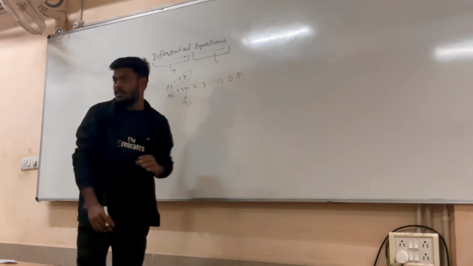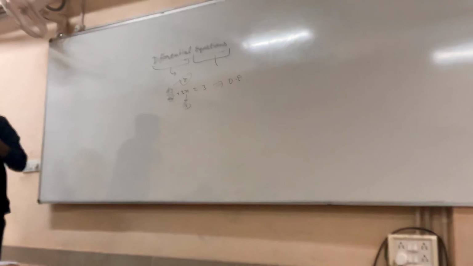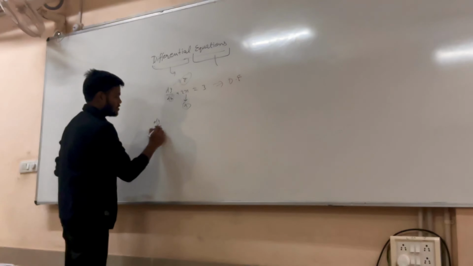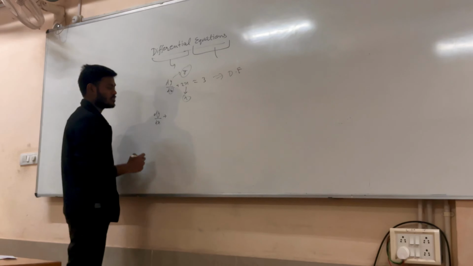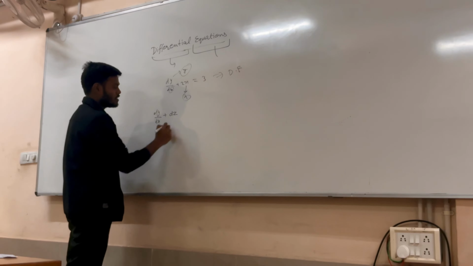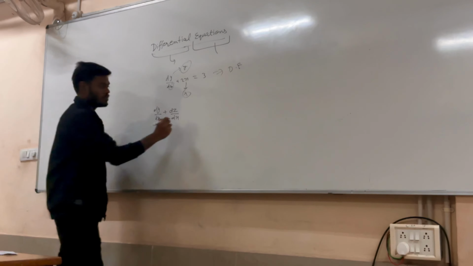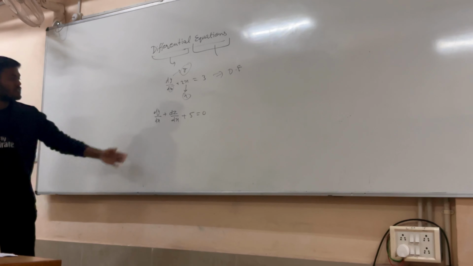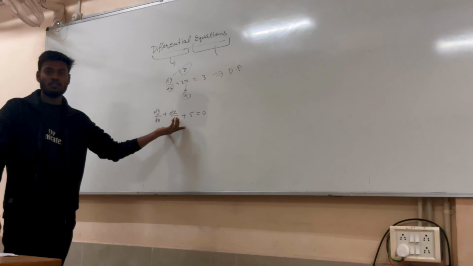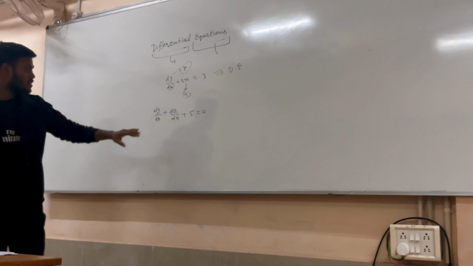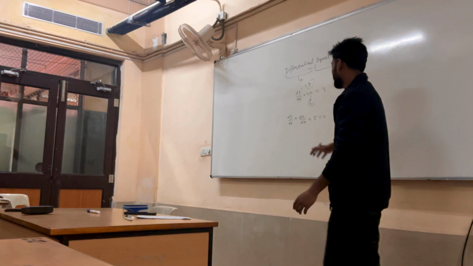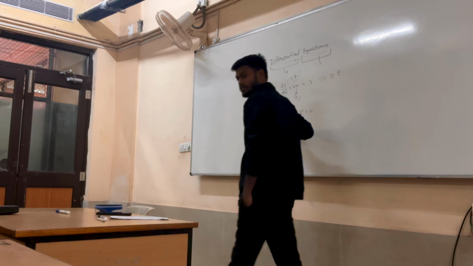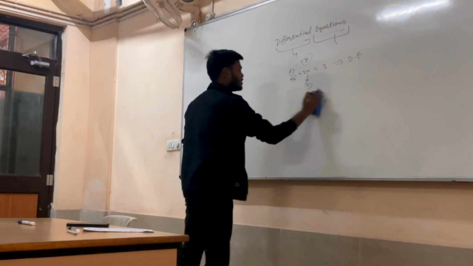Now let's introduce dy by dx plus dz by dx plus 5 is equal to 0. Which differential equation is this, partial or ordinary? It is an ordinary differential equation. What is an ordinary differential equation? One in which there is only one independent variable, here with two dependent variables. For a partial differential equation, there should be two independent variables. Here there is one, so it will lie in ordinary differential equation.